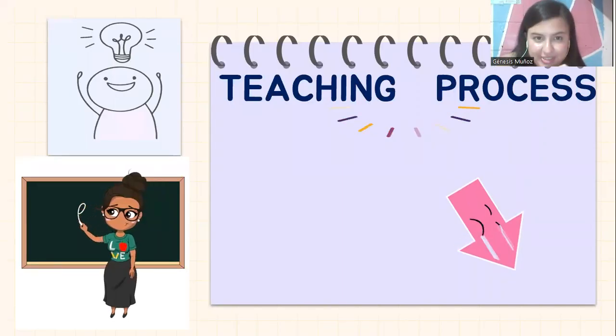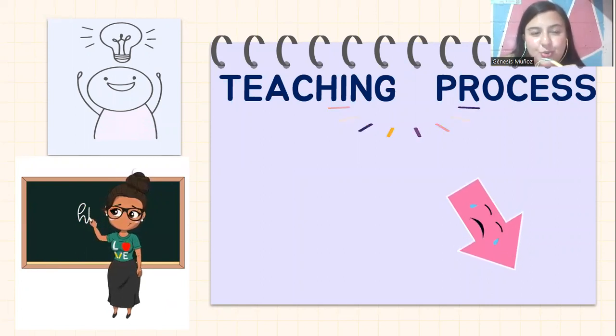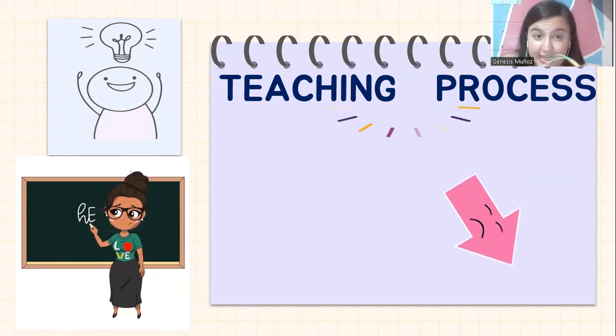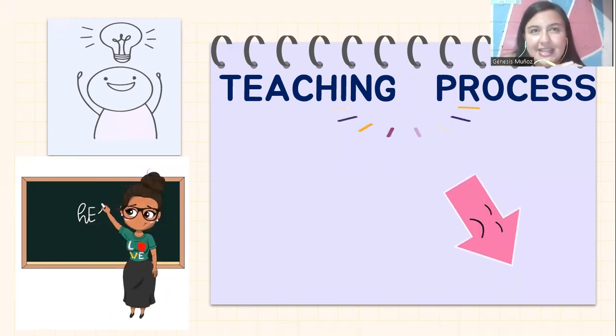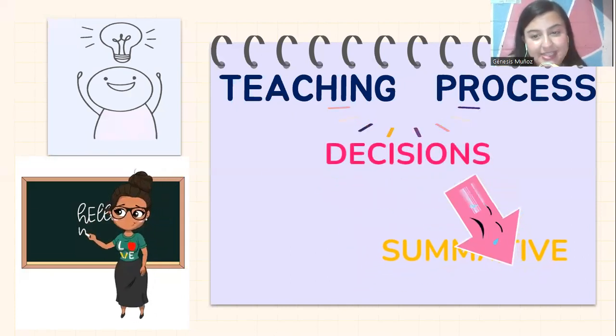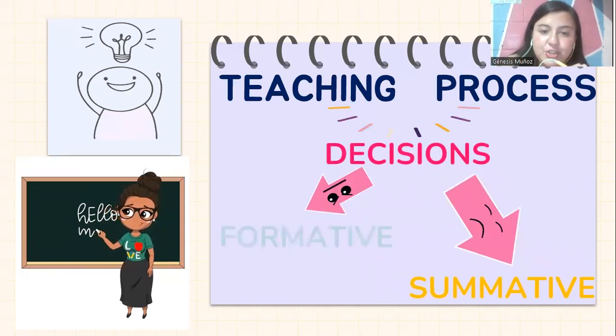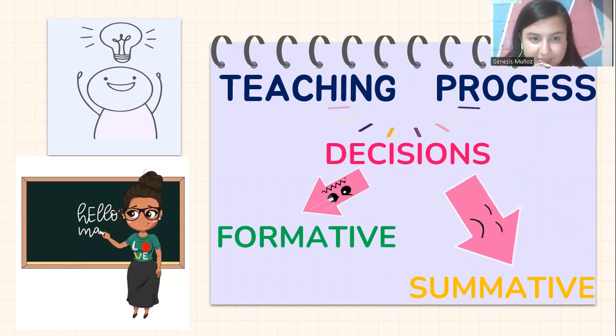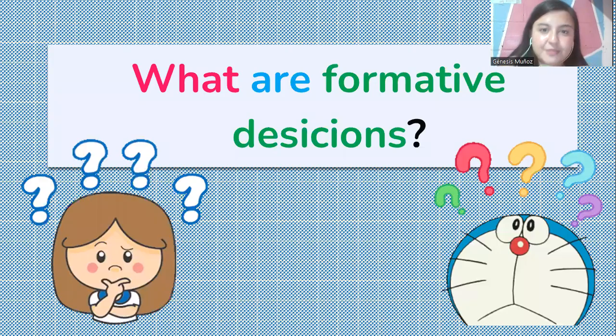During the teaching process, professors need to make resolutions to improve the learning environment, especially when they are aware that there are certain topics that the students don't understand. Those decisions could be separated into two groups, summative decisions and formative decisions. In this video, we will focus on formative decisions.